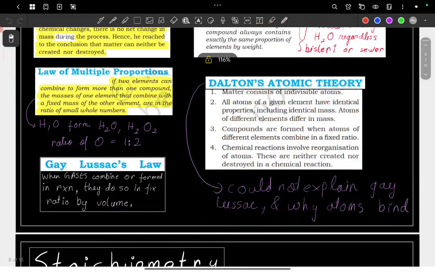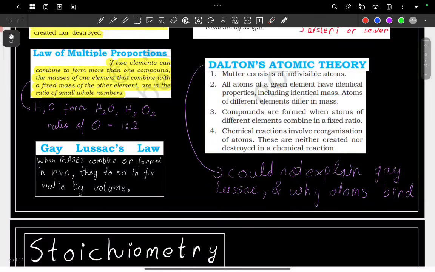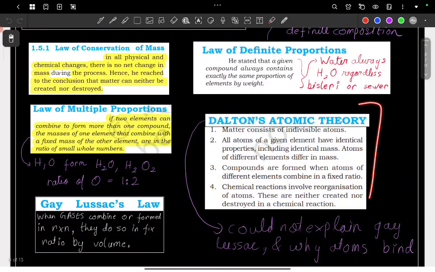Let's look at Gay-Lussac's law. When gases combine or are formed in a reaction, they do so in a fixed ratio by volume. Just remember this statement. At least 12 previous year questions have come in JEE Mains and NEET from this directly. Only these statements. It does not matter if they are correct or not.